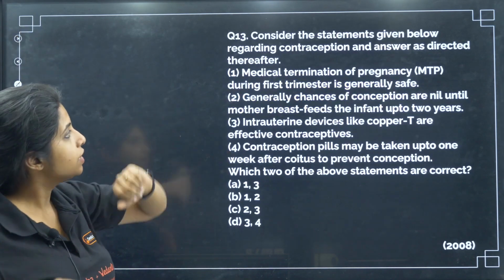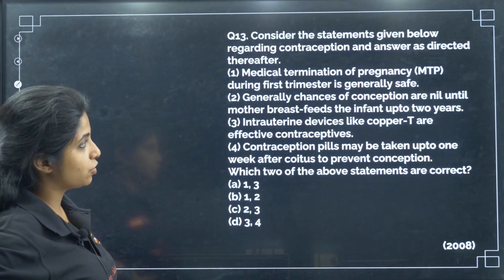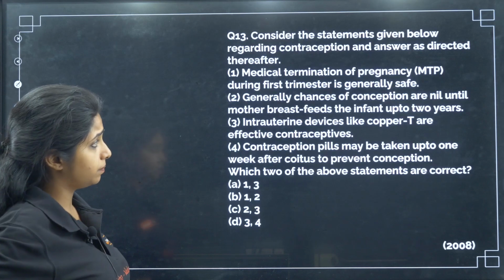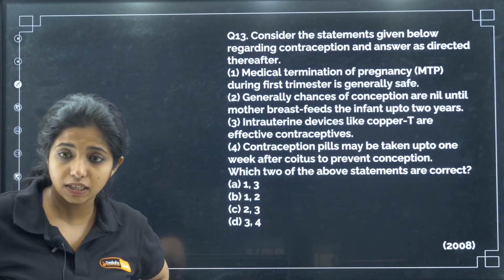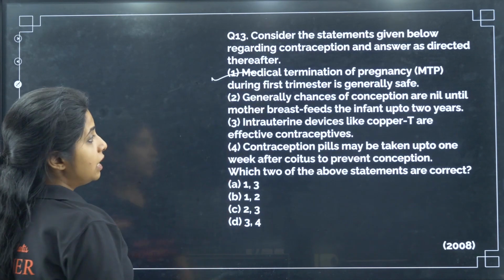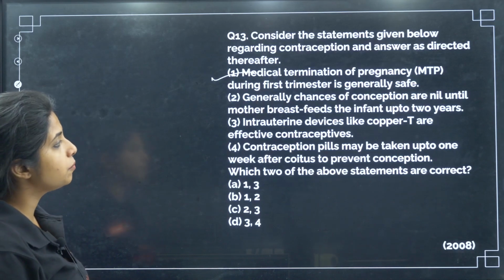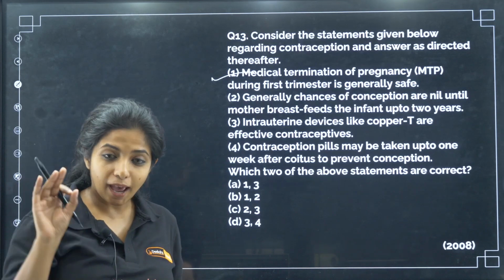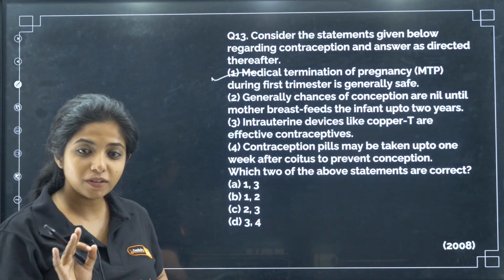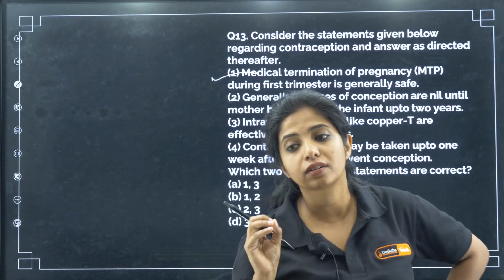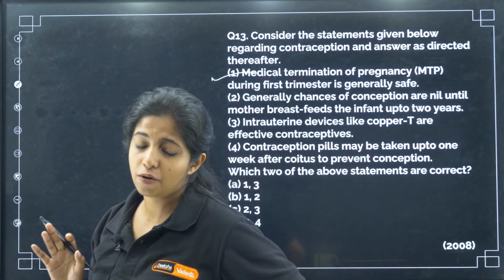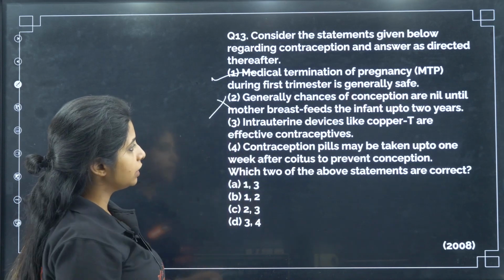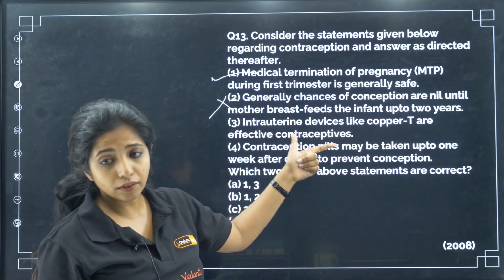Question number 13. Consider the statements given below regarding contraception and answer as directed. Medical termination of pregnancy during the first trimester is generally safe. Is it correct? Correct. Generally, chances of conception are nil until the mother breastfeeds the infant up to 2 years. You're talking about lactational amenorrhea, but I already told you it works only up to 6 months, and even that is not very reliable. It is not at all a reliable method of contraception. Over here, 2 years have been written. That is totally wrong. Now, intrauterine devices like copper T are effective contraceptives?